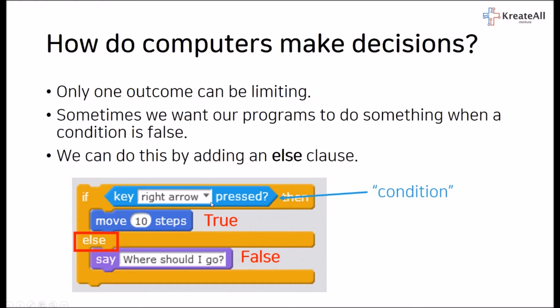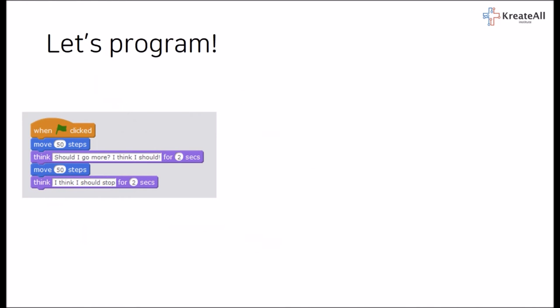You should press the right arrow key to have the panda move 10 steps. If you are not pressing the right arrow key, it will say, where should I go? So here, the condition is true, then the panda moves. If the condition is false, then it says where should I go? Now our program can perform one action if the condition is true, and a different action if the condition is false.